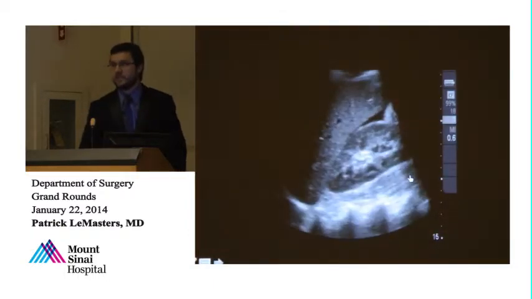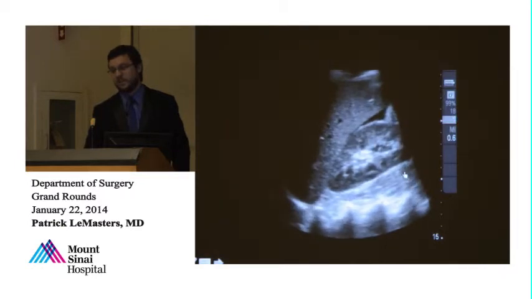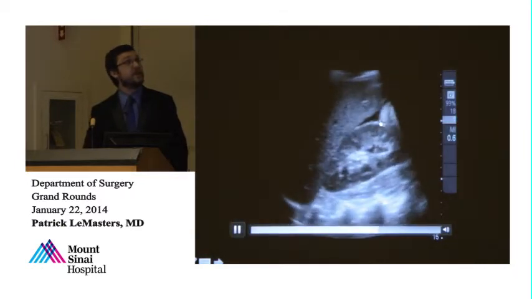So here's a subtly positive FAST exam. You can see a hypoechoic fluid attenuation in between the kidney and the liver.